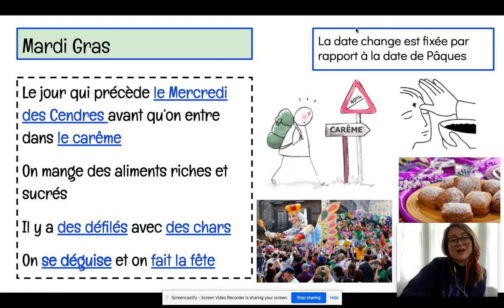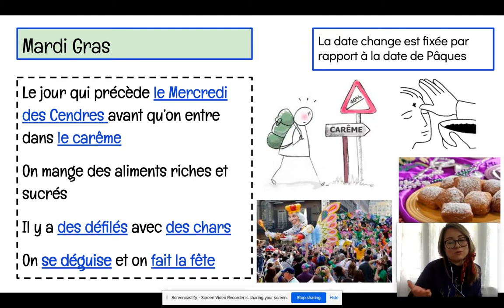Mardi Gras. Alors, Mardi Gras, on connaît cette fête parce que c'est à la Louisiane, cette fête est importante. Mais la date change et la date est fixée par rapport à la date de Pâques. So we just figured out that the date for Easter changes every year. And so the date for Mardi Gras changes in relation to Easter. Le jour qui précède le mercredi des cendres avant qu'on entre dans le carême.